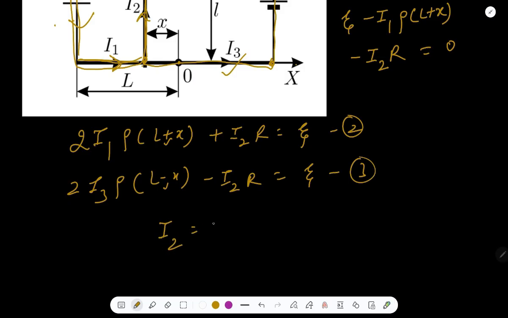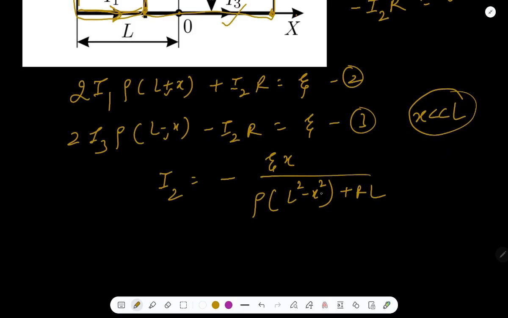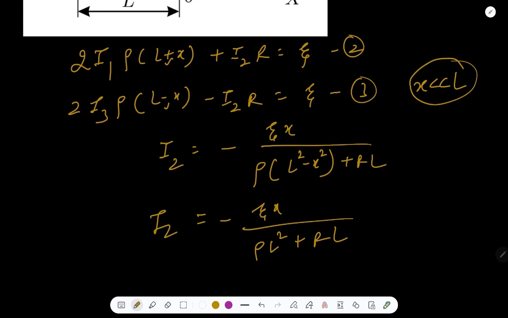And I2 will be simply, if you work it out, xi x divided by rho L square minus X square plus RL. If you want to neglect X, since X is much less than L because we have taken X very small, X square is very much less than L square, and you can put X square equal to 0 and simply write the result as minus E x upon rho L square plus RL. This is basically your I2, considering all those things.